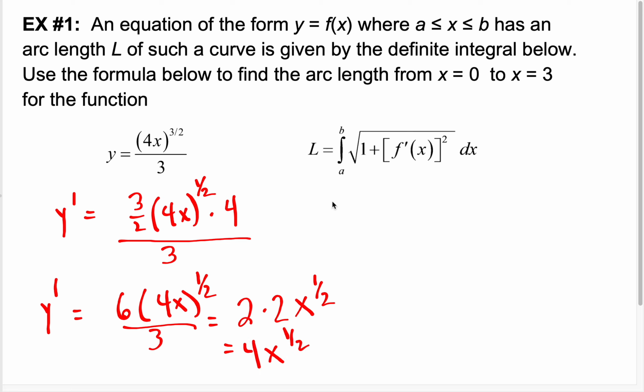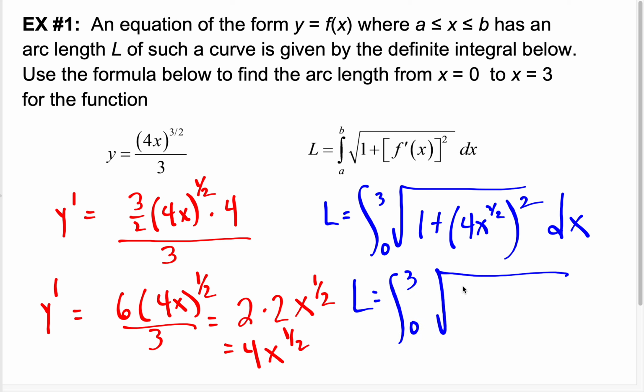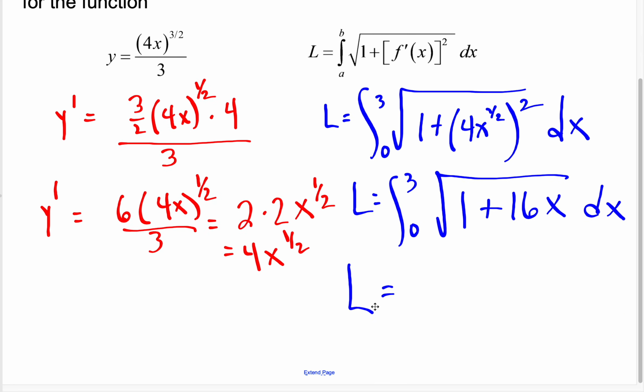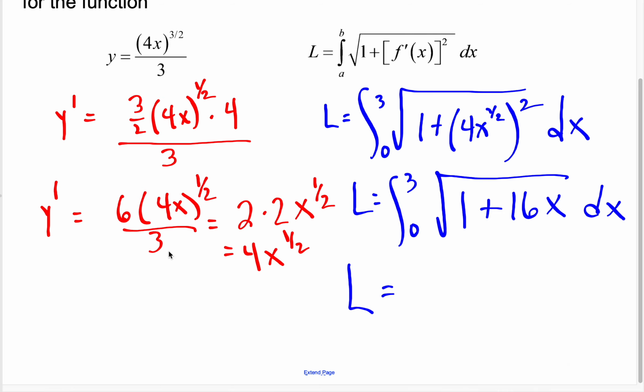And so now we can use this formula. We're integrating from 0 to 3, and we're going to square. So 4 squared is 16, and x to the 1/2 squared is just x, dx. Now, on any of these arc lengths, we're always going to use our calculator, and I'm going to refresh your memory on how to do that, and then from then on, I'm probably just going to give you the answer, and you can do it on your own.